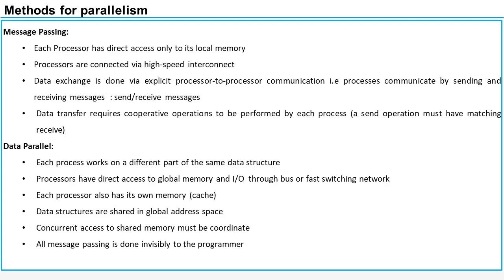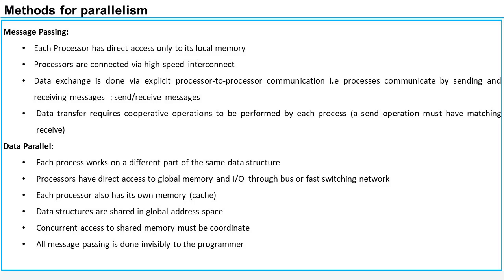Now, message passing. Each processor has direct access only to its local memory. Processors are connected through a high-speed network. Data exchange is done through explicit processor-to-processor communication, that is, processes communicate by sending and receiving messages. Data transfer requires cooperative operations to be performed by each process.